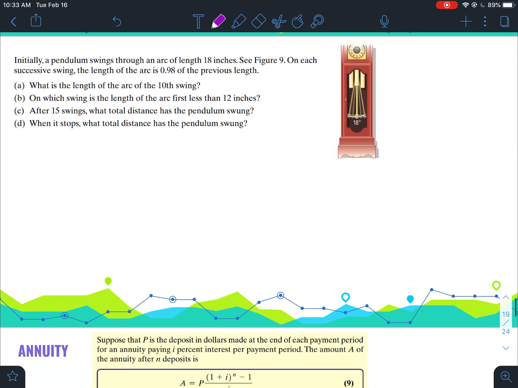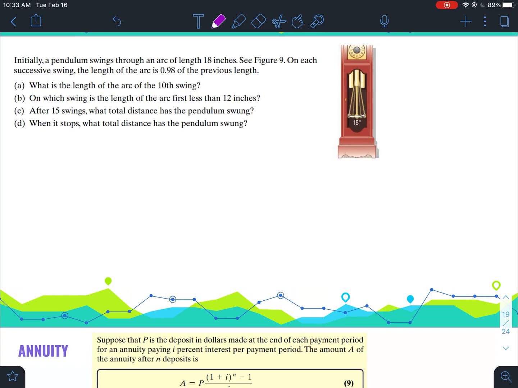All right, so let's use the idea of a geometric sequence or series in a real-world type problem. So initially, a pendulum swings through an arc of 18 inches. See figure 9. So we've got a grandfather clock, and the pendulum is swinging 18 inches to go from left to right. On each successive swing, the length of the arc is 98% or 0.98 of the previous length. What is the length of the arc on the 10th swing?